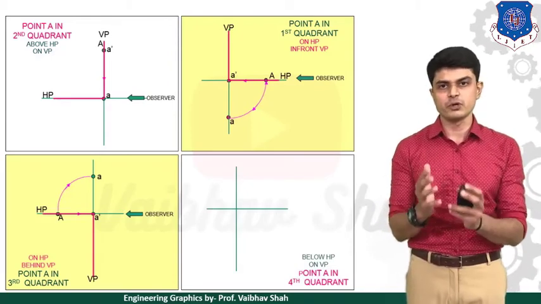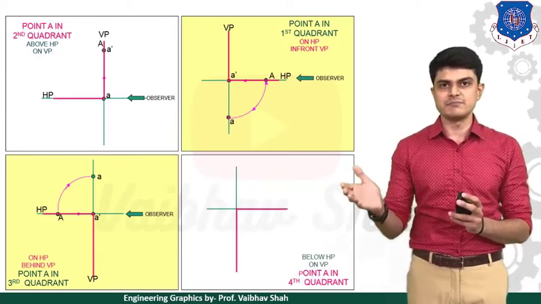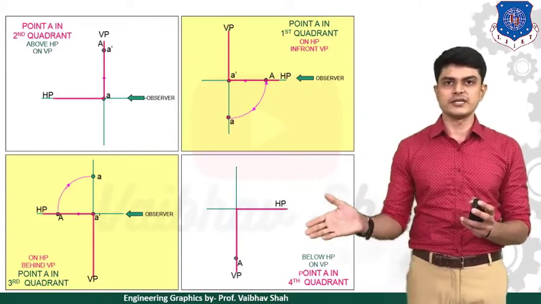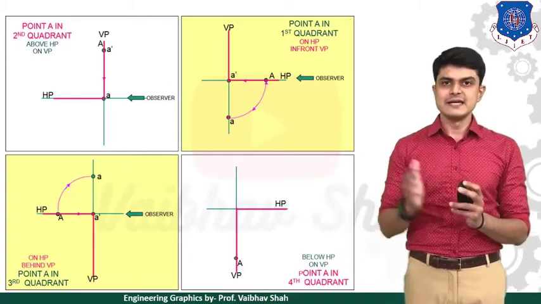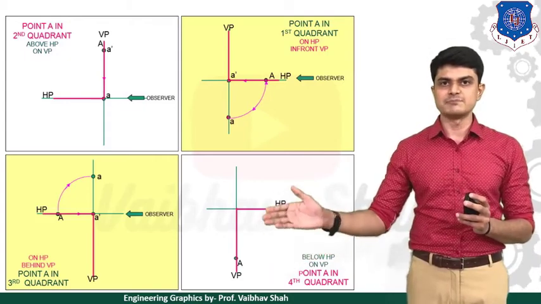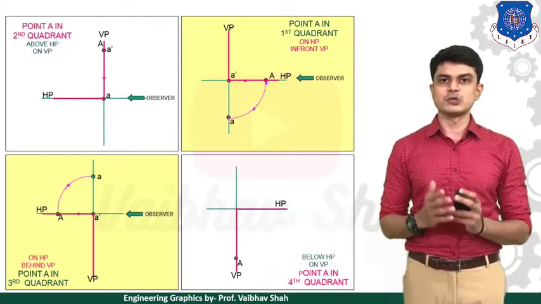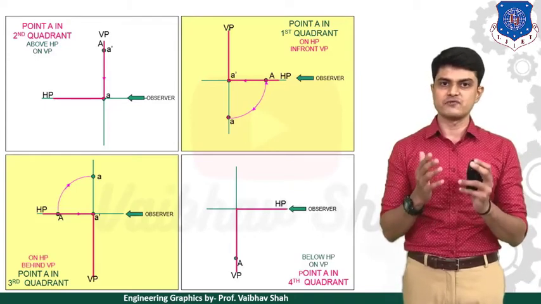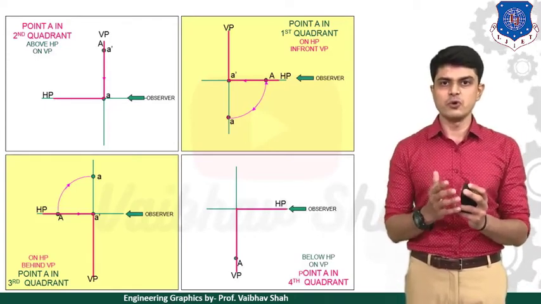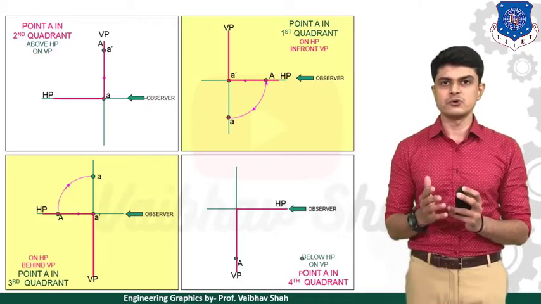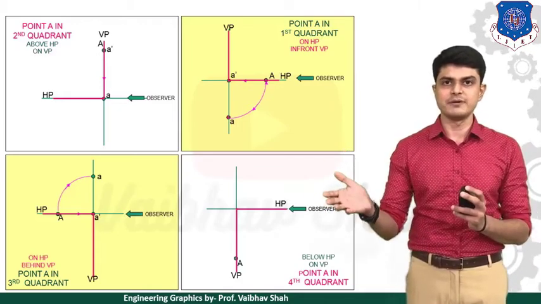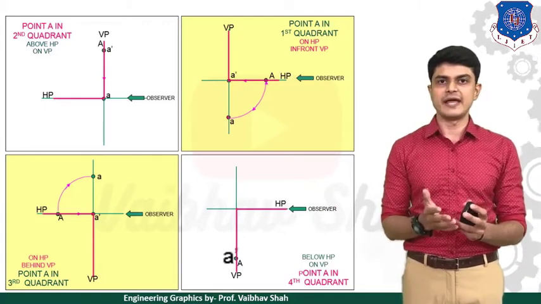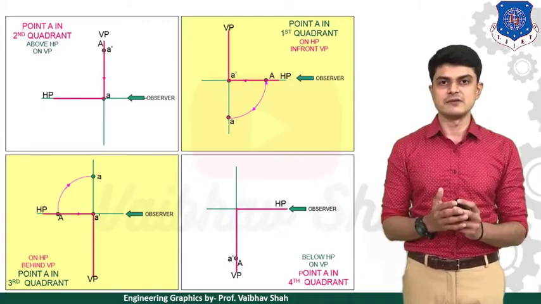Whenever the point is in the fourth quadrant, in this case it is below HP and on VP itself. So what will happen? This is the location of your point, and as you can see, it is on VP itself, but it is below HP. Now let us take the two views once again, the front view from this direction. When we try to take the front view, you will have your view on VP itself. You will get the view on the same point because your point is already resting on what? VP. So that's why we will have your A dash point on VP itself.